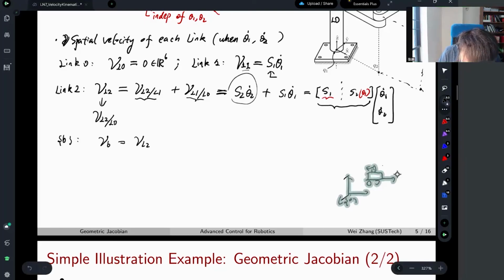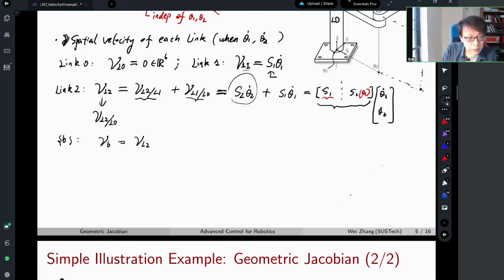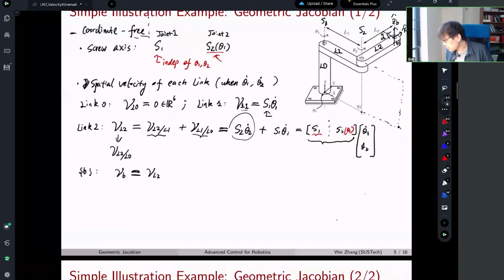So this is V_B in coordinate-free form: V_B equals V_L2. Do you have any questions about this? No questions. Sometimes for some students it may be confusing, because the key thing I emphasize, maybe too many times, is that a twist or spatial velocity is not the velocity of a particular point or portion of the rigid body. It is the overall representation of that body's velocity. These two are on the same rigid body, and B is rigidly attached to that body, so they are the same.